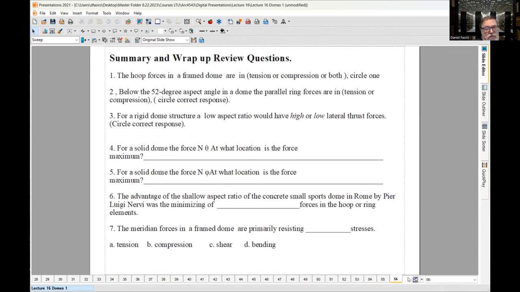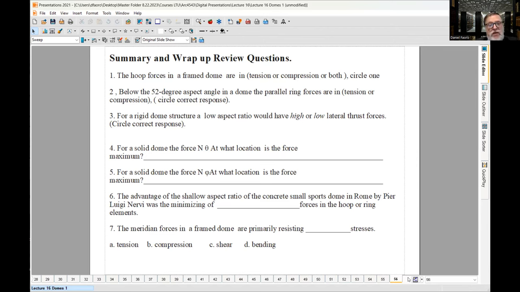For a solid dome, what is the location of the force maximum? We calculated that location today. It's always at the base, right? That's where all the loads are coming down. It's the largest force. Whether it's a thrust force or meridian force, they're always maximum at the base, because that's where all the load's going. If the maximum is the base, what's the minimum going to be? Where's the least self-weight? It's not the bottom, it's the top.